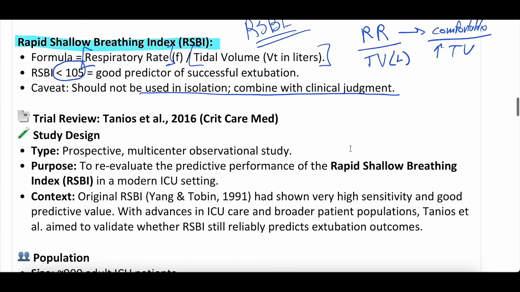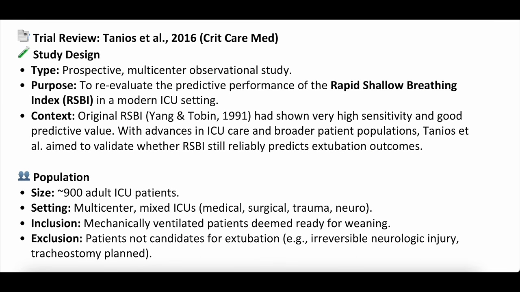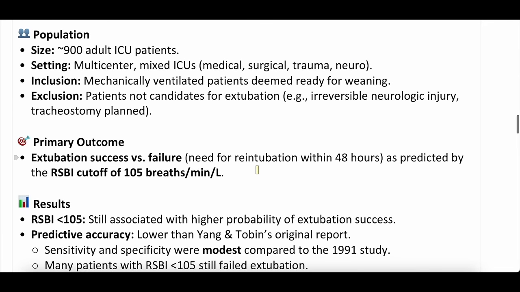So one of the newer trials on this was from 2016. I don't know how to pronounce their name, apologies, but Tanios et al. published in Critical Care Medicine. And it was a prospective multi-center observational study. Okay, so this is not a randomized control trial. And it looked at the Rapid Shallow Breathing Index in ICUs. And it was after there was this trial in 1991 by Yang and Tobin, which was kind of the OG RSBI trial, that showed a really good sensitivity and predictive value of the RSBI. But then Tanios et al. went and tried to see if they could validate this. And they looked at about 900 adult ICU patients. It was mixed medical, surgical, trauma, and neuro ICUs.